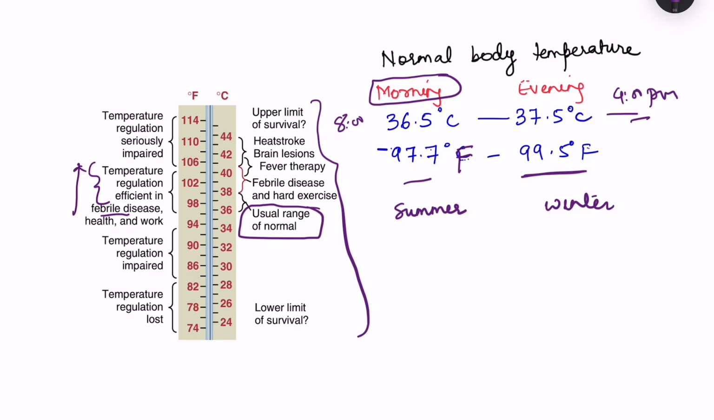On the other hand, when the temperature rises too much, especially above 104 degrees Fahrenheit, the temperature regulation becomes impaired. Even when the body temperature is rising, the temperature regulatory mechanisms do not work. A similar thing we see if the temperature is going down. When the temperature becomes lesser than 94 degrees Fahrenheit, temperature regulatory mechanisms become impaired, and below 84 degrees Fahrenheit, temperature regulatory mechanisms are lost.